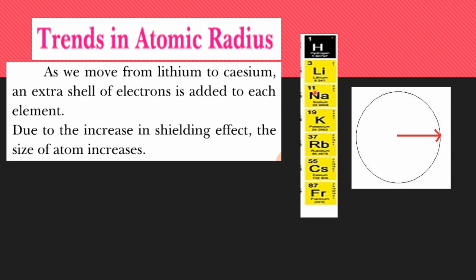And as the number of shells increases, the number of electrons increases, so the shielding effect also increases down the group. Shielding effect is the reduction in force of attraction between the nucleus and the valence electron, and this reduction is due to the presence of the inner subshells. These subshells have electrons, and due to the presence of these inner subshell electrons, the force of attraction between the nucleus and the valence electron decreases.